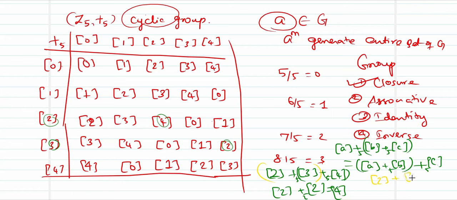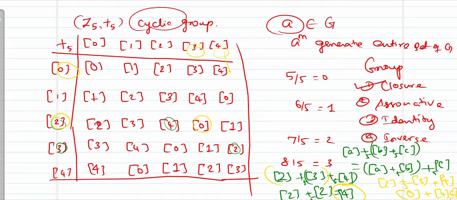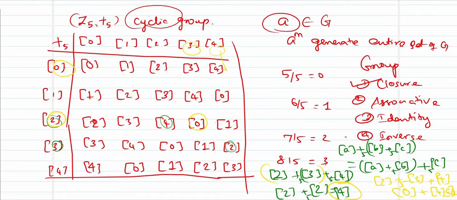2 plus 3 with addition modulo 5 is going to be equal to 0. And with that I will add the last number, 4. So 0 plus 4 is 4. I now have 4 on my left hand side as well as 4 on my right hand side, which says that the associative law is true. So the associative law has been shown to be true.